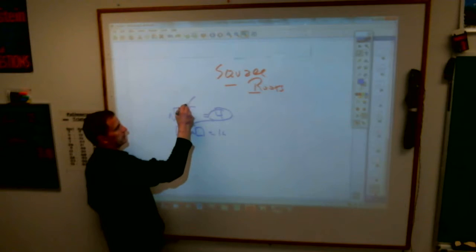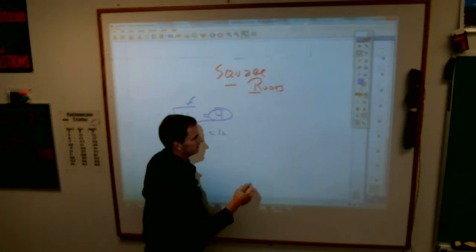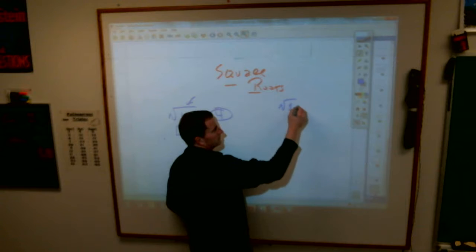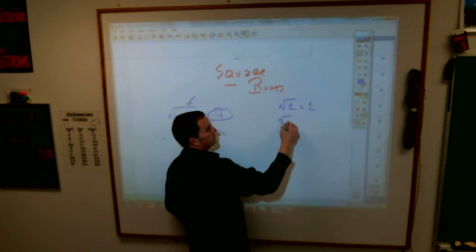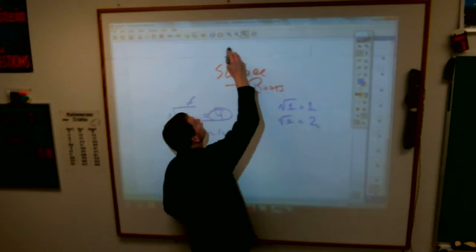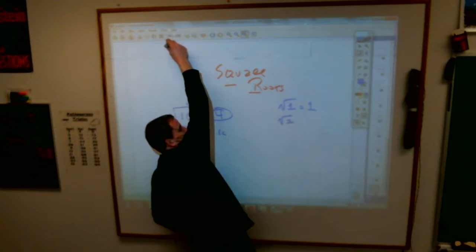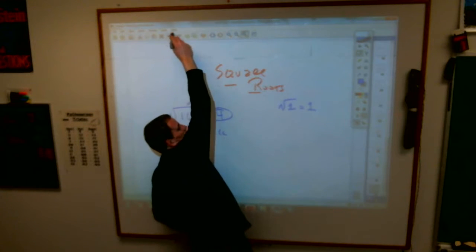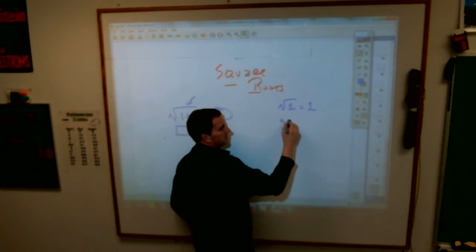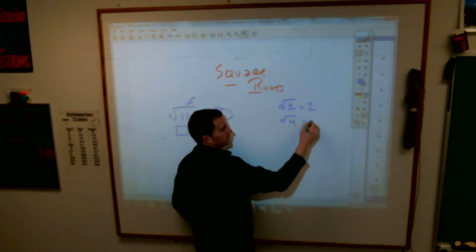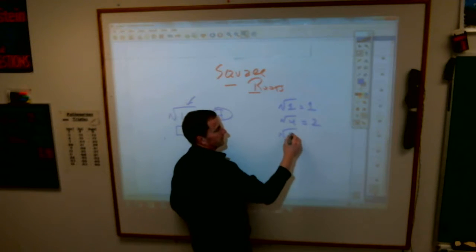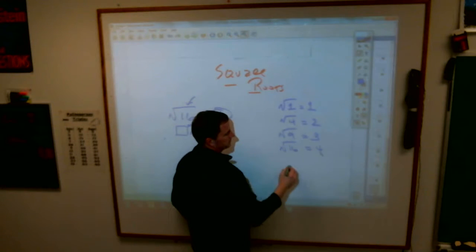These are called the perfect squares, ones that work out. For example, the square root of 1 is 1. The square root of 2 is, sorry, we don't have a square root of 2. What's the next perfect square? The square root of 4. Square root of 4 is 2. Square root of 9 is 3. Square root of 16 is 4.